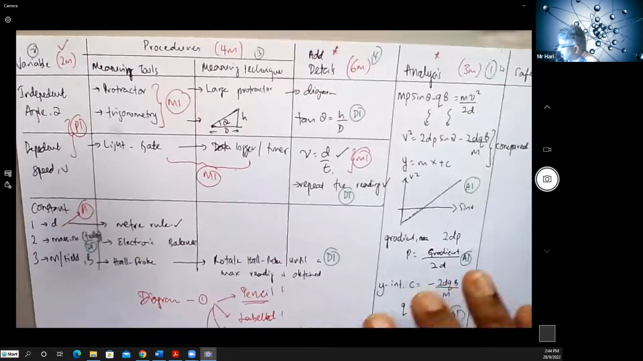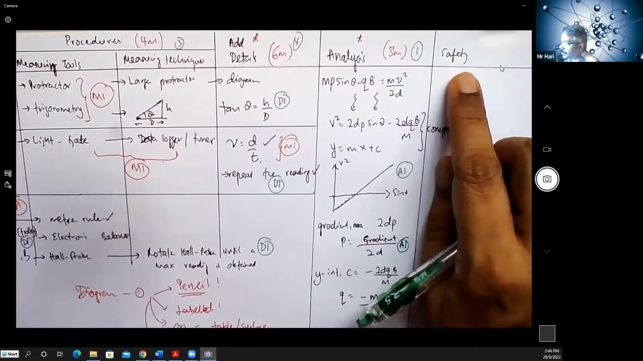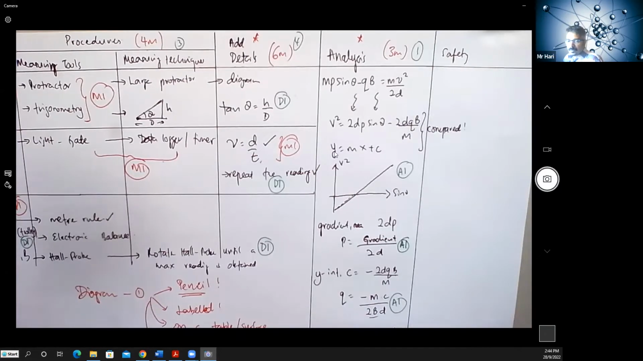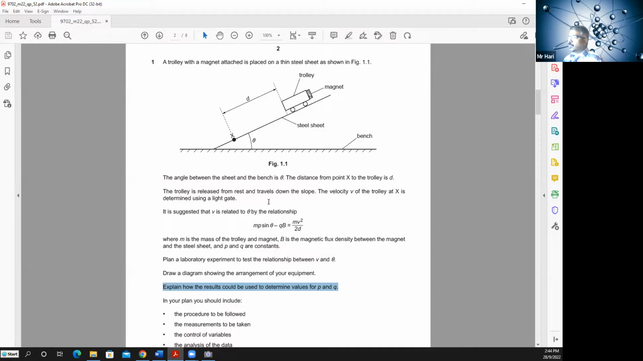Now we are also about safety, we haven't mentioned. So what is the safety thing in this experiment? What is the important precaution that we have to take in this experiment? Look at the experiment. What do you think? You can write in the chat, type out in the chat. Any idea?